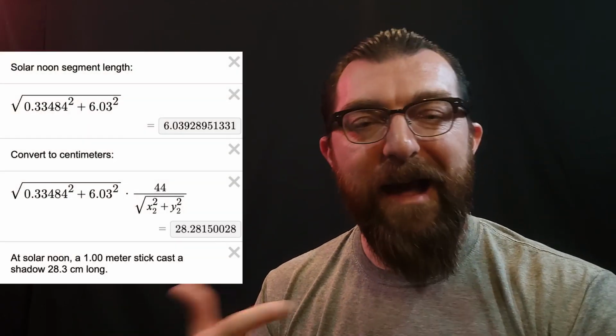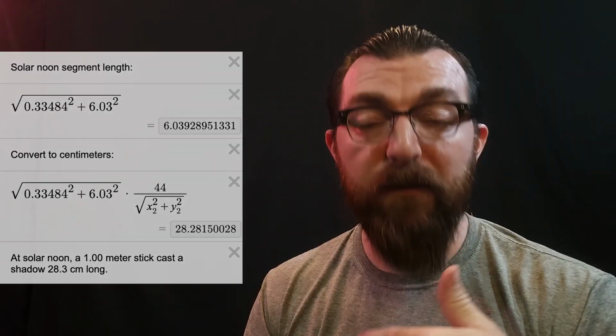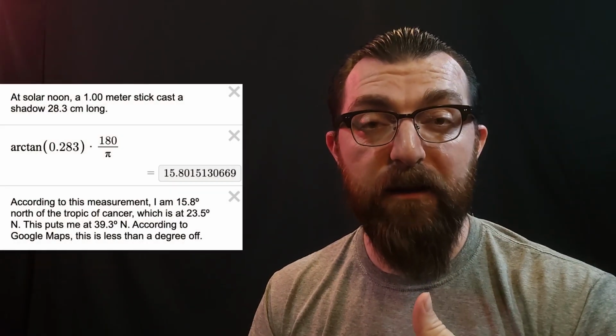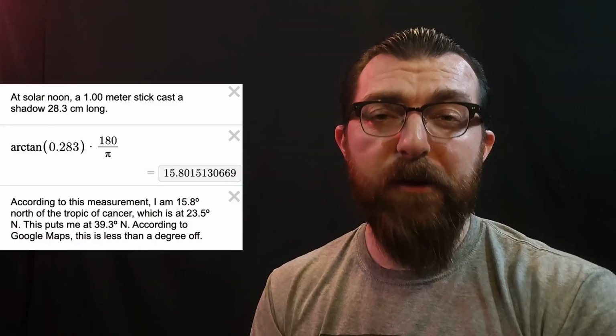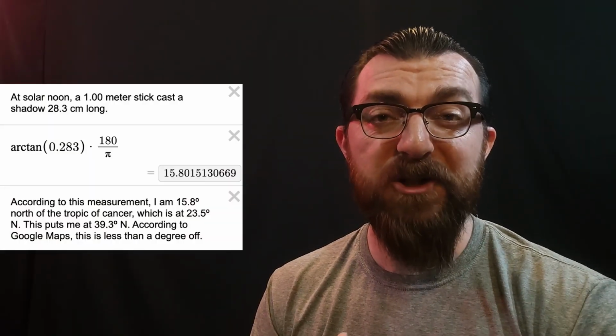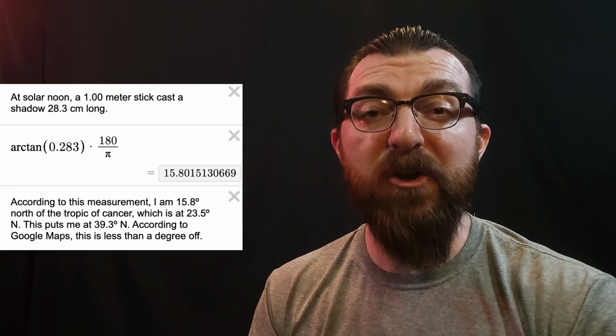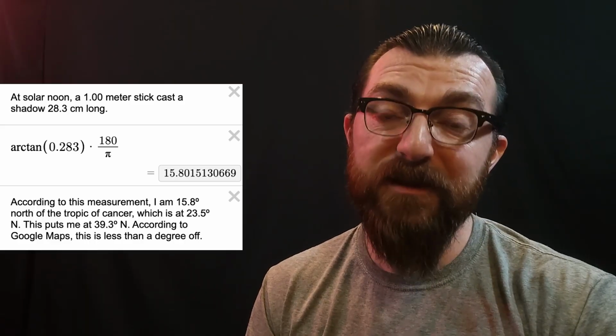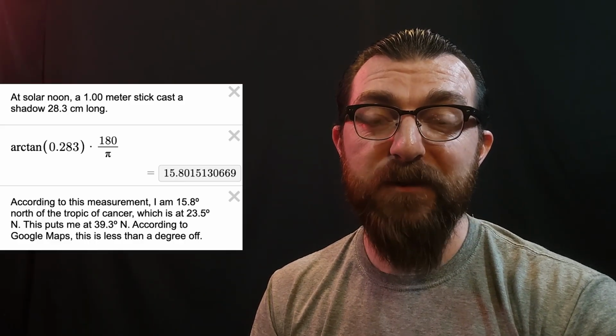If we work out what my latitude is from that shadow length, turns out that I'm a little bit more than 15 degrees north of the Tropic of Cancer, which actually works out to less than a degree off from what Google Maps says my actual latitude is. So these two vital pieces of information, what is my latitude and what time did my solar noon occur, again, in my experiment that turned out to be 1:12 p.m., they're all I need to be able to participate in the MEASURE project.